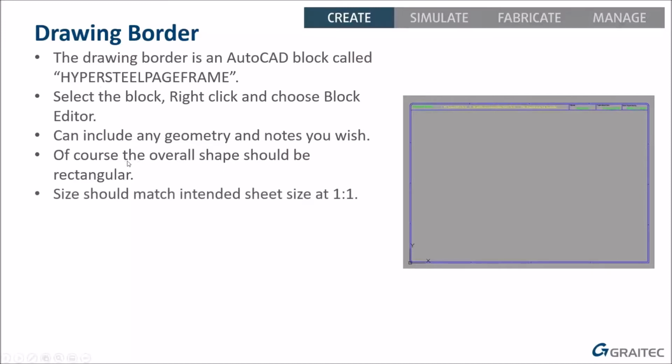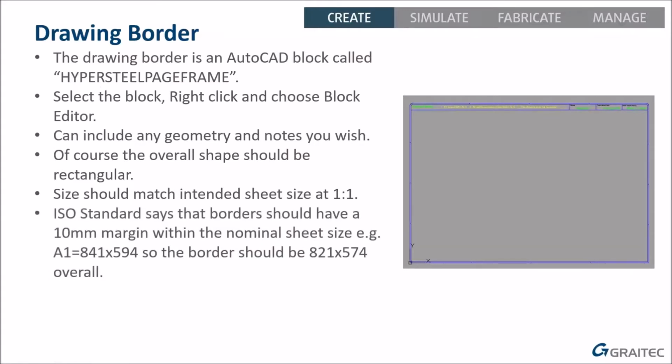You're drawing this at 1:1. There's no scaling involved. It's a 1:1 outline of your border, and it should obviously match the sheet size you're intending. The ISO standard says you should have a 10mm margin around within the sheet size. Different printers have different printable margins, but ISO standard says use a 10mm all round to try and cover that. So an A1 sheet is 841 by 594 millimeters. So I would make my A1 border 821 by 574. 10mm all round, so 20mm smaller overall.